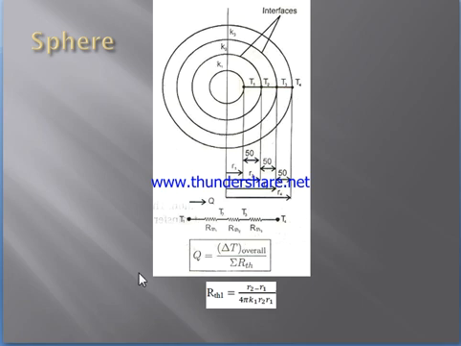This is for a sphere. A sphere has many layers, so the general formula will not change, but the resistance formula will change. That is R2 minus R1. R1 is the radius of the first composite material, the second composite material radius will be R2, the third will be R3, and the fourth one will be R4. We have to find out the resistance value for each and every composite material separately, and these formulas are available in our HMT data book, which we have already discussed many times in the class itself.